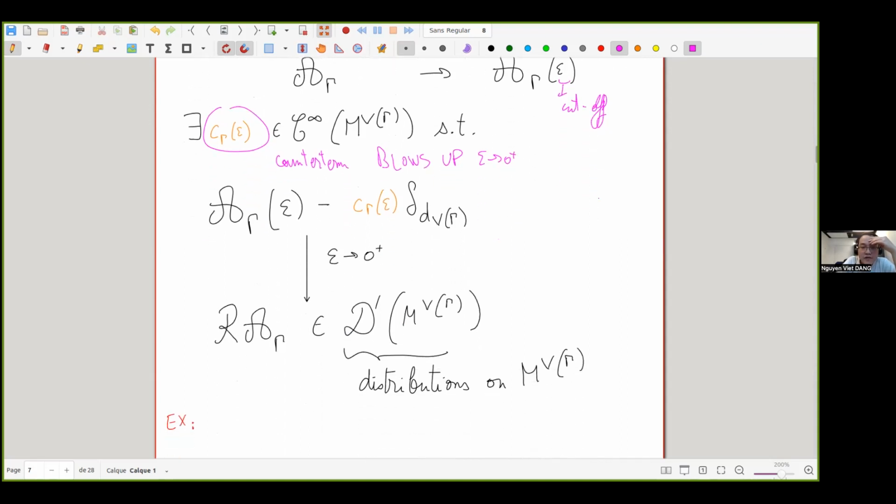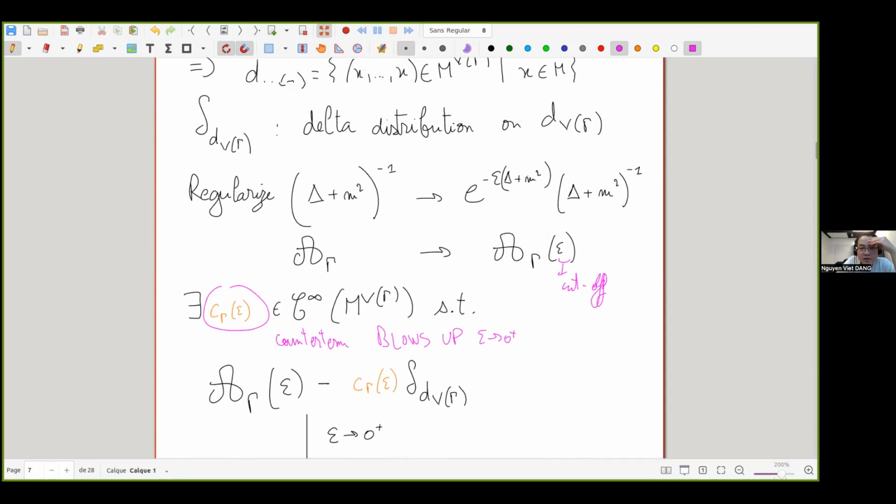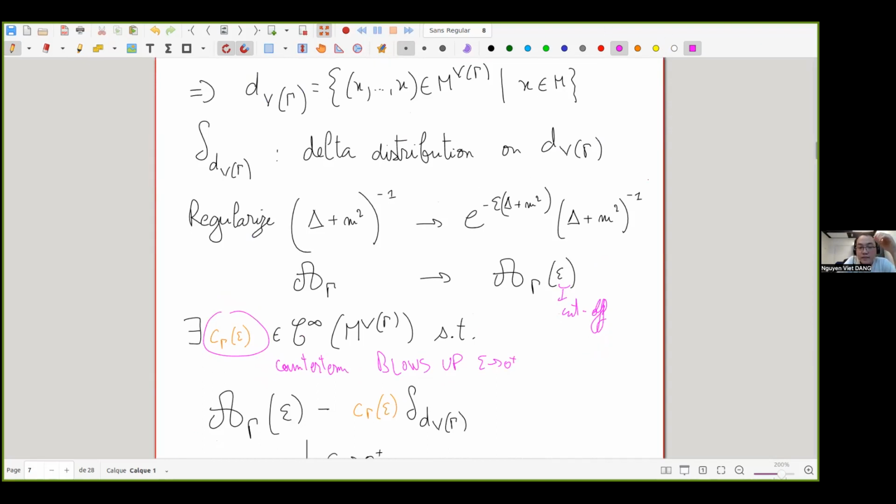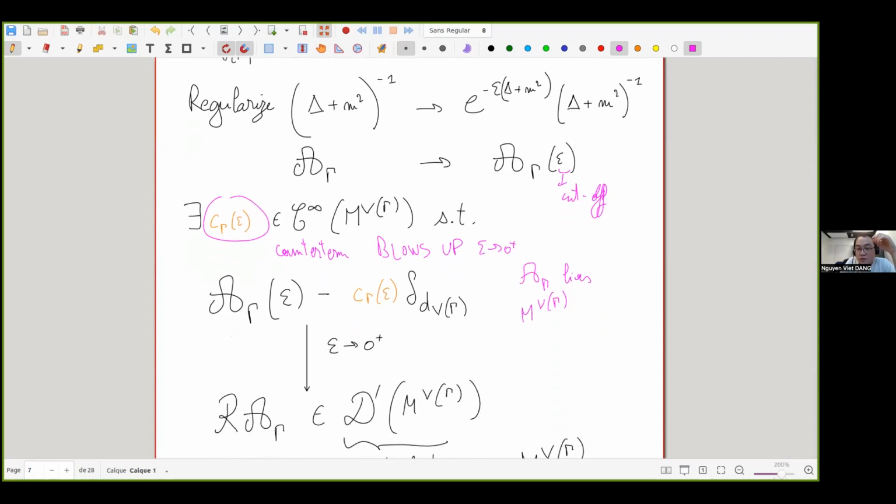And what we can prove is that if you take your regularized amplitude and subtract the counter terms times the delta distribution, which is supported by the deepest diagonal. So you see, your amplitude A gamma lives on the configuration space M to the power of V gamma. I can give you a picture: this is a configuration space, like M2, and you have the deepest diagonal. It's when the 2 points collide.